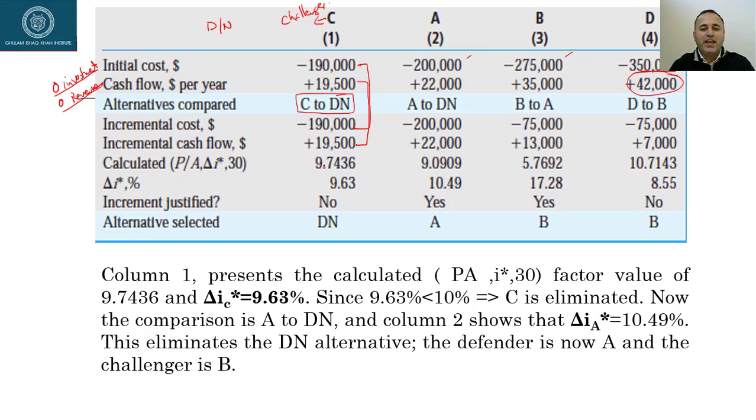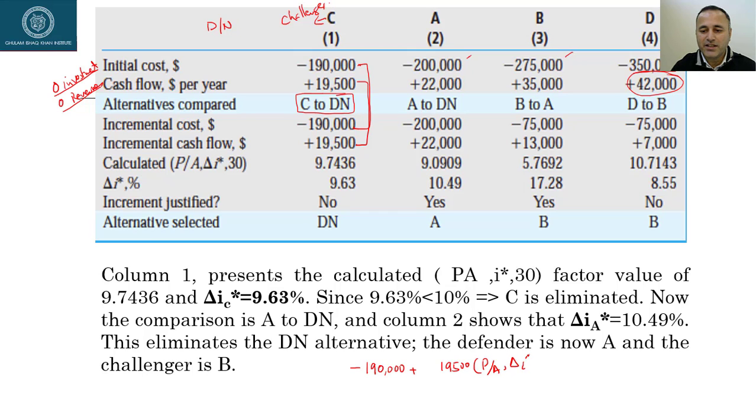If I calculate the PW, for example, how do I calculate the PW of this alternative? The PW of this alternative would be minus 190,000, which is the initial cost, and then plus 19,500, which is the annuity, and I'll use the P/A factor.